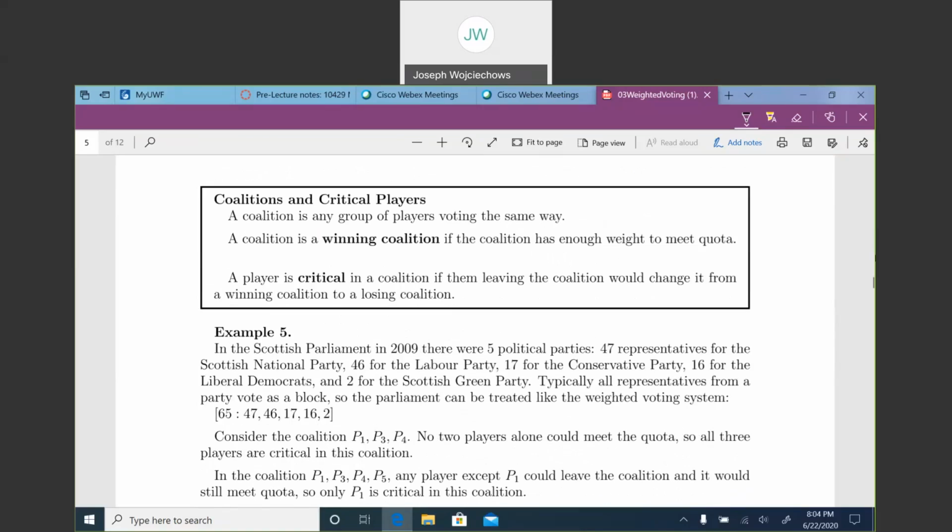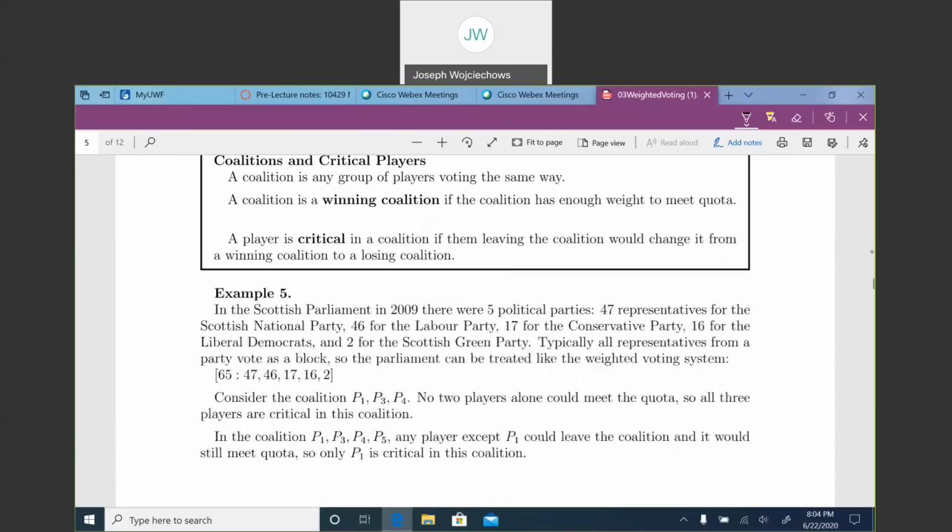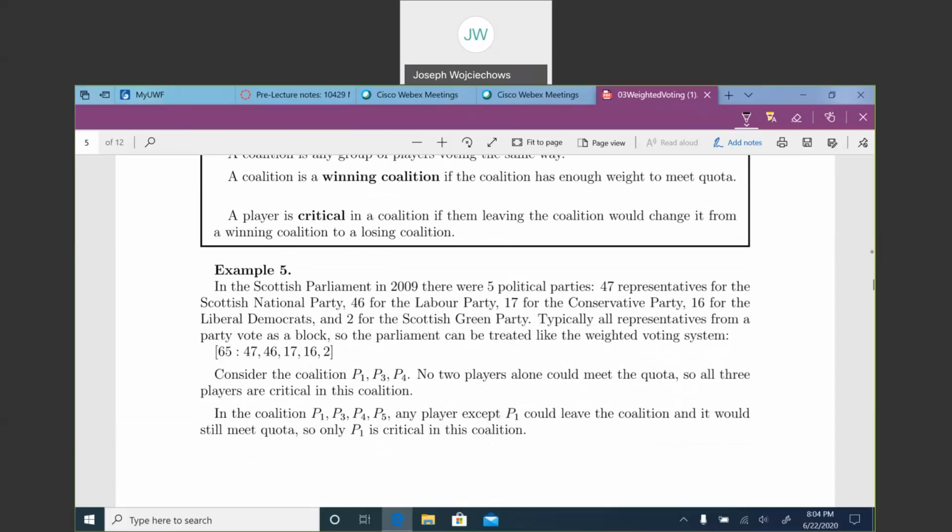Okay, so now we're going to talk about coalitions. If you watch any political news, you probably hear all about coalitions, as far as this coalition or that coalition. We won't go into the different ones, just realize that this is part of where that comes from. A coalition is any group of players voting the same way. A coalition is a winning coalition if the coalition has enough weight to meet quota. A player is critical in a coalition if them leaving the coalition would change it from a winning coalition to a losing coalition.